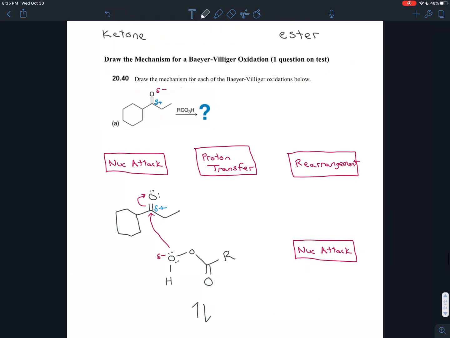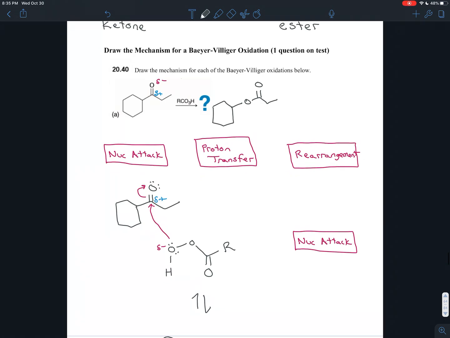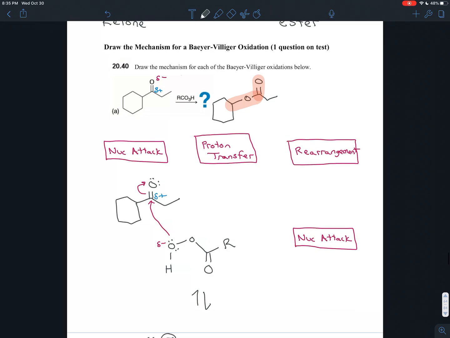And you'll notice that you took a ketone, or what was originally a ketone, and you turned it into an ester. So you have a carbonyl with an ether on one side. So a carbonyl with an ether on one side, that's an ester.